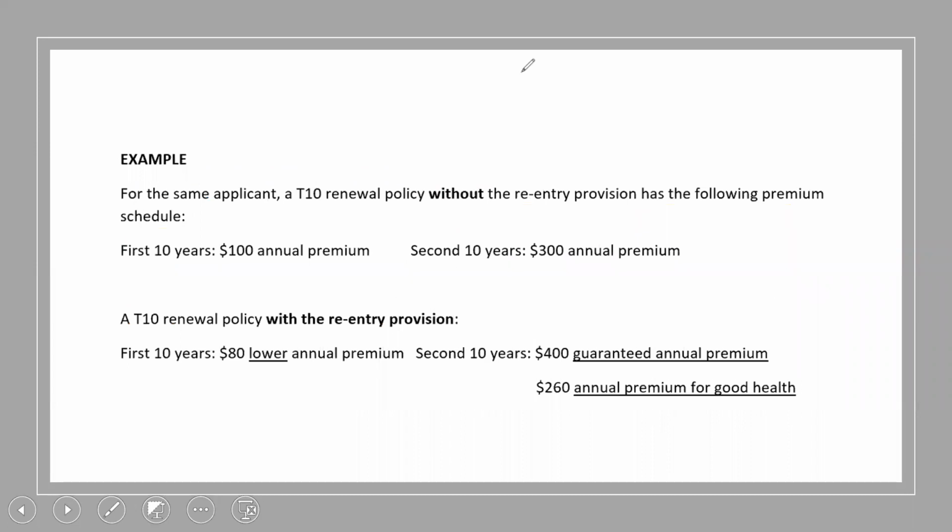Here's an example. Let's put two policies side by side, one without reentry and the other with the reentry provision. Without reentry, you know in advance what the premium will be for the next term. So the first one here is the one without the reentry provision. After the first term of 10 years, you know how much you're going to pay every year for the second term.